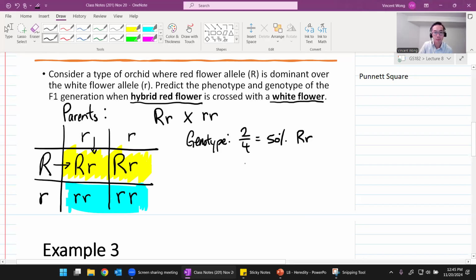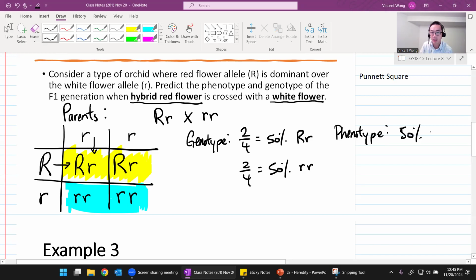2 out of 4. Also 50% that are small r, small r. So that's the genotype. That's the genetic makeup. The question also asks for phenotype, which is what they look like. Now, genotype and phenotype may be the same sometimes, maybe not in other cases, okay? So in this case, it's the same, right?